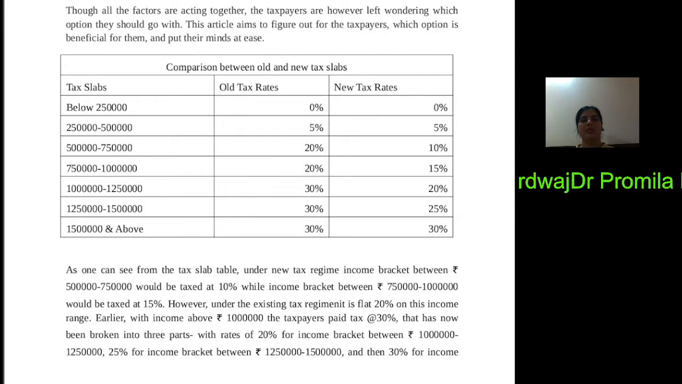In the next slab, above 7,50,000 and up to 10 lakh, in the old tax regime the rate was 20%, but in the new tax regime it is only 15%. For the next slab it is 30% in the old regime, and in the new tax regime it is 20%. For the slab of 12,50,000 up to 15 lakh, it is 30% in the old tax regime, but only 25% in the new tax regime. And above 15 lakh, both tax regimes have the same tax rate.